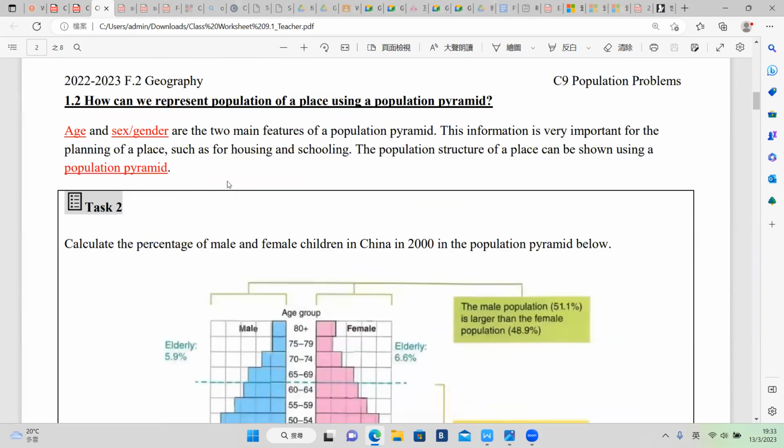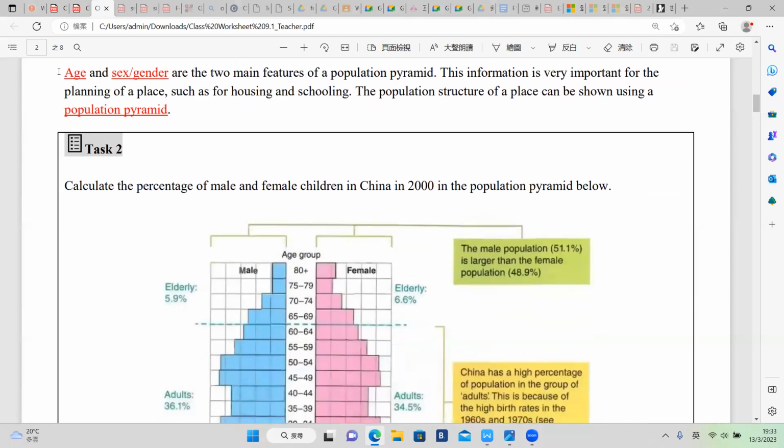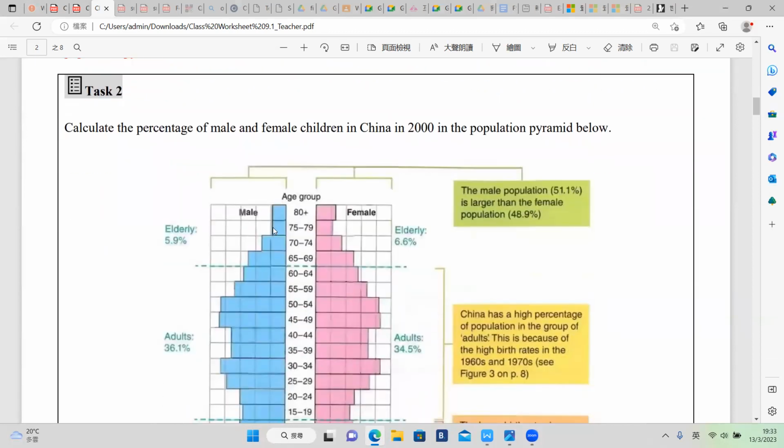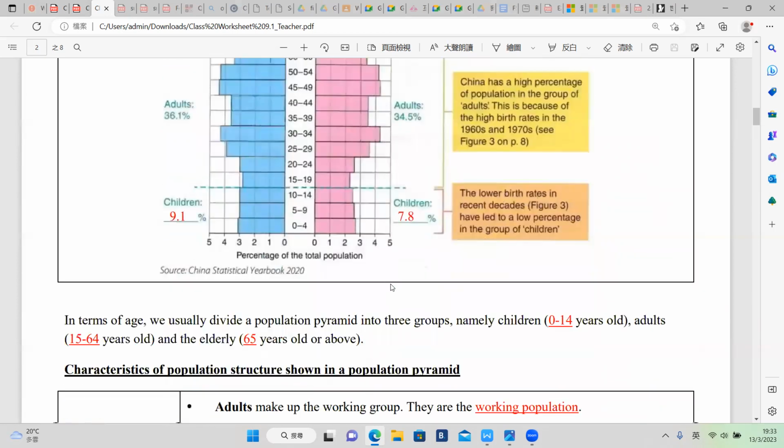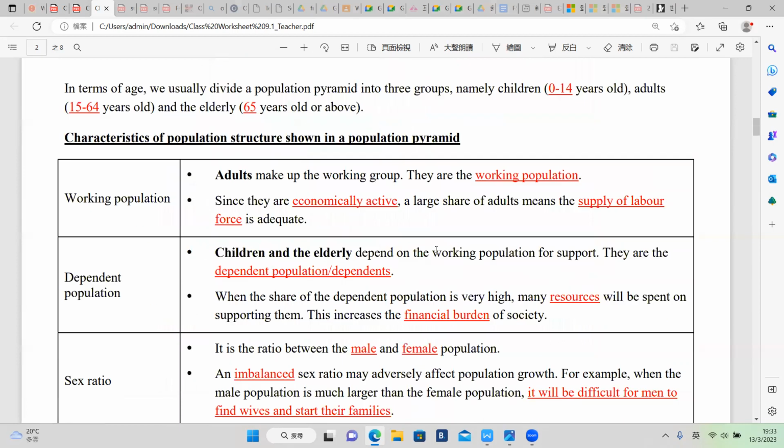Then if we want to analyze the population structure of a country, we may use the population pyramid, using age and gender to analyze the population. On the top are the elderly, in the middle is the working population, and at the bottom are the children. The elderly and the children we call the dependent population, which relies on the working population to raise them.